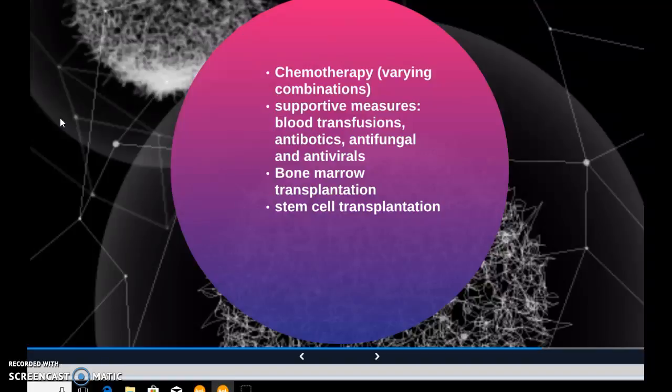It does show that 70 to 90% of these patients respond when they have failed other interferon treatments. We also can do supportive measures for these patients. We're doing increased blood transfusions, antibiotics, antifungals, and antivirals. Bone marrow transplantation has been the standard treatment for our acute cases, and we also do see some stem cell transplantation done in these patients.